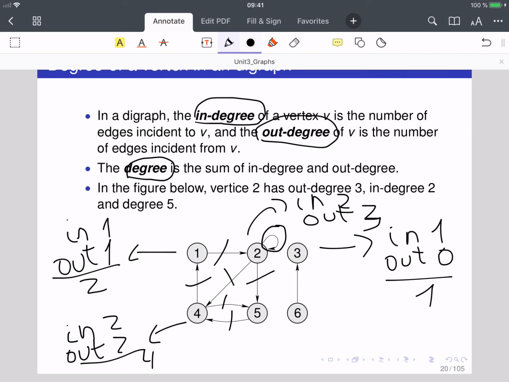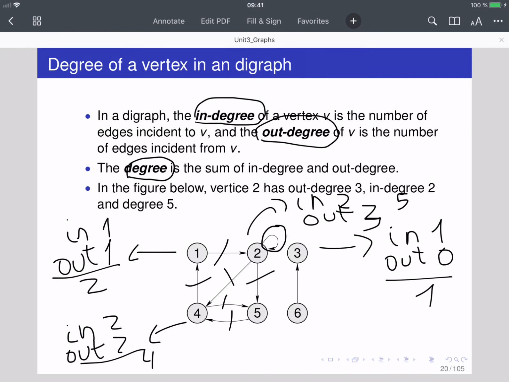Okay, so the total degree is 5, and notice that the loops count twice, once in the in degree and the other time in the out degree. Okay, so you need to count the loop both in the in degree and in the out degree.